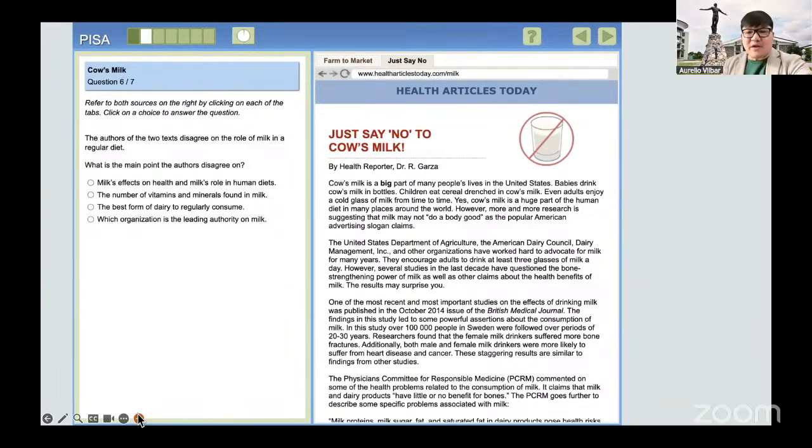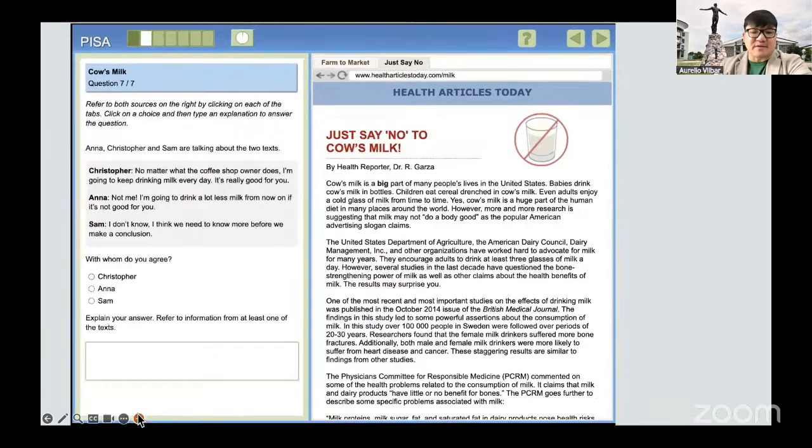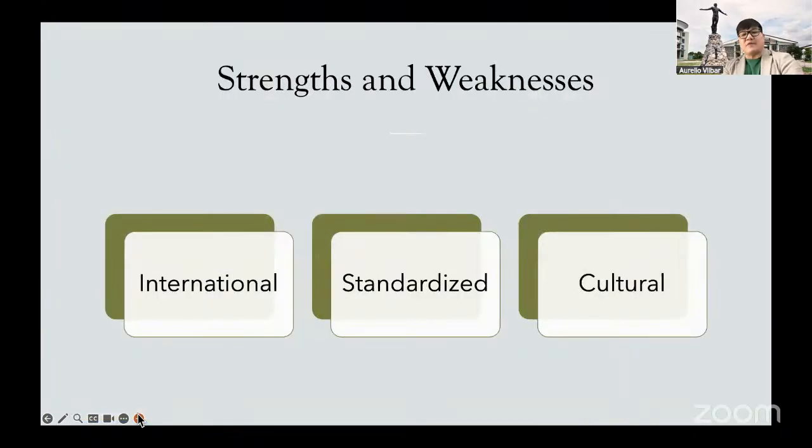Kaya for reading comprehension, sabi nga sa news, each student is given 2 hours for reading, another 2 hours for math, another 2 hours for science. Kasi nga, you have to read a lot. Okay, yan po yung sa reading comprehension.